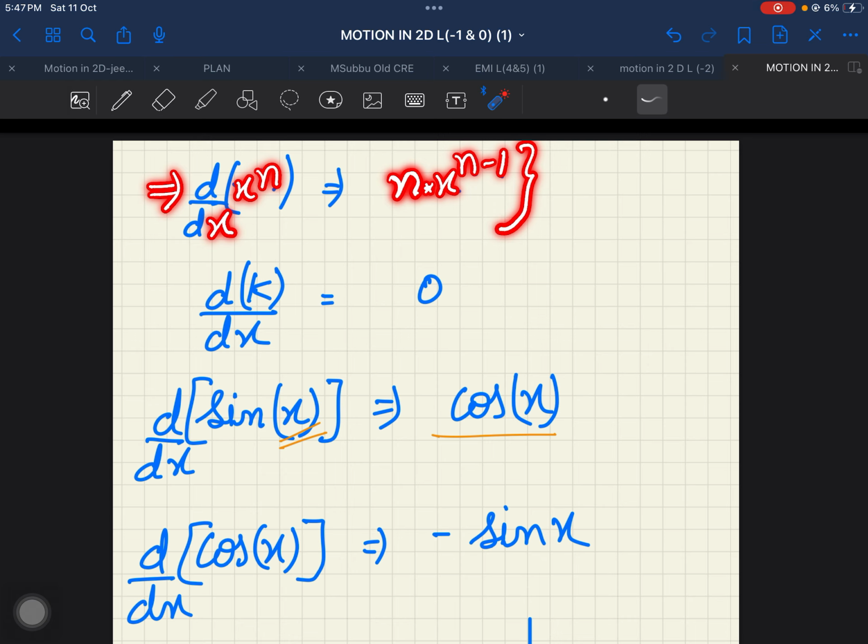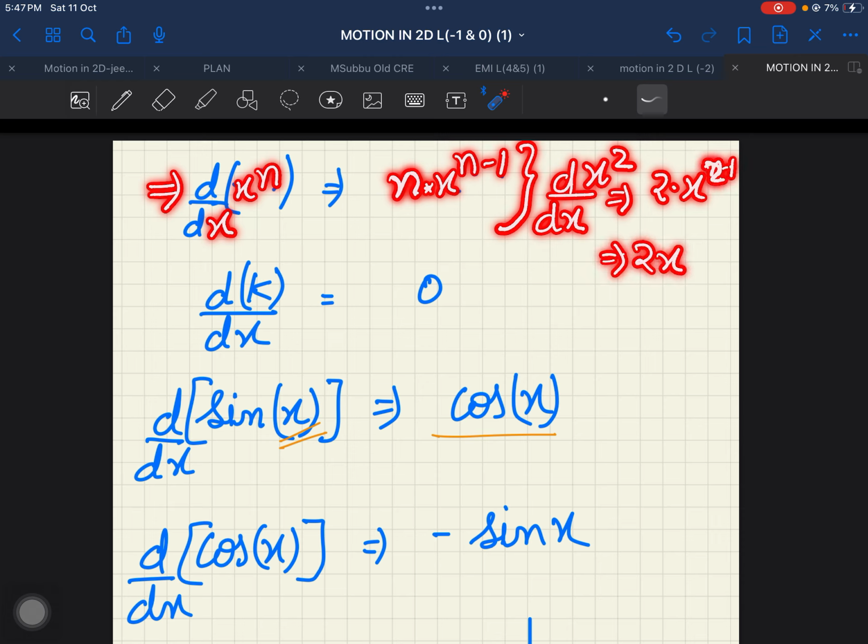Let me give you some examples. Suppose you have to differentiate x square with respect to x. Then it means the power 2 into x to the power 2 minus 1. n minus 1 means 2 minus 1. Just check, it will become simply 2x. Suppose we have to differentiate x cube. Check all of you. It will be simply 3x square.